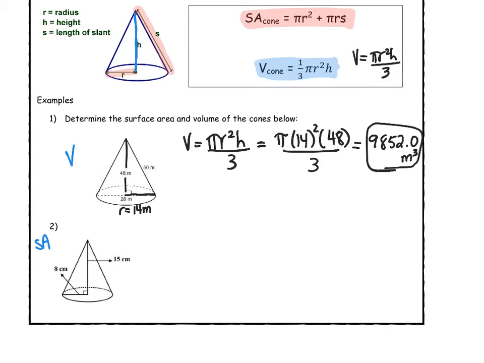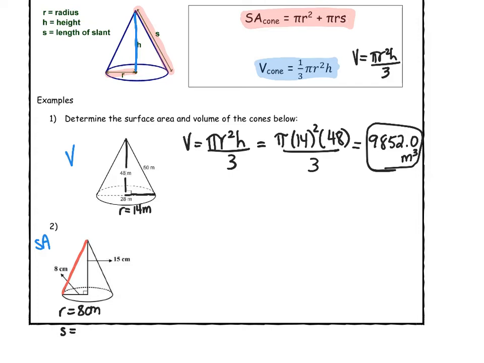Number 2, want surface area. So remember, for surface area, we need the radius. So I have the radius here, it's 8 centimeters. I also need the slant height. So slant height is the slanted side here. Okay, so you can see that I'm going to have to calculate that.